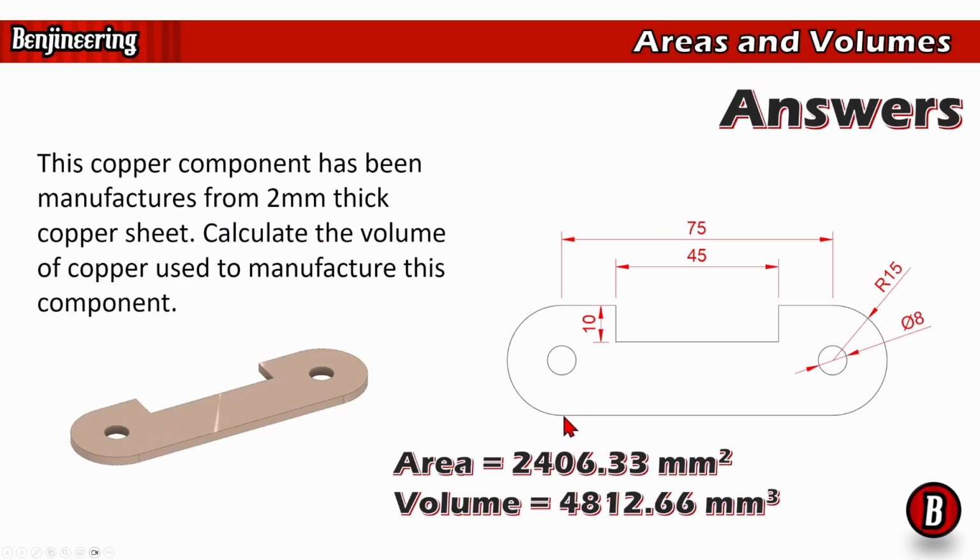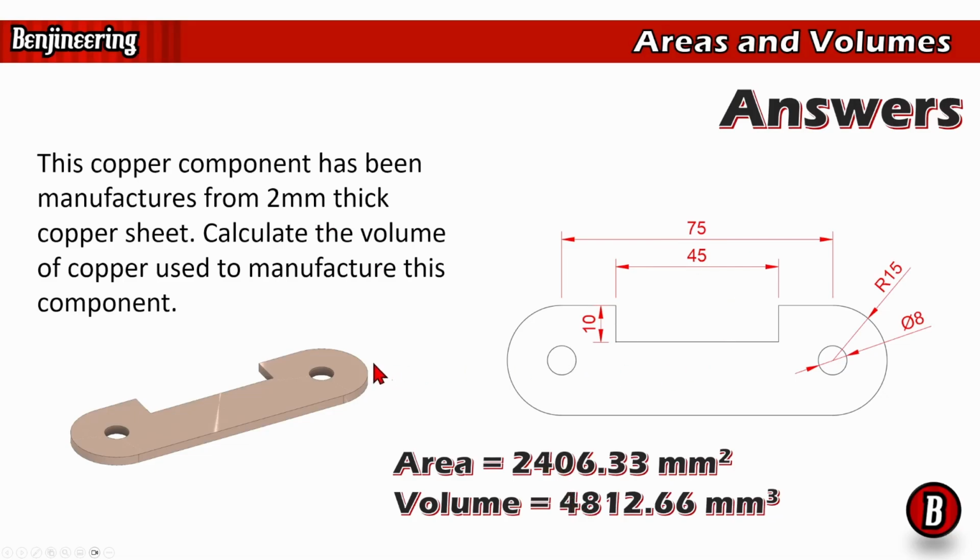And then, to work out the volume of this shape, all I do is work out how thick it is. I've made that same error again. Work out how thick it is. So it's 2 millimeters thick. So I just take the area and I multiply it by 2 to get the volume.